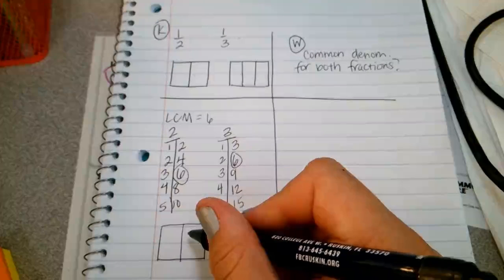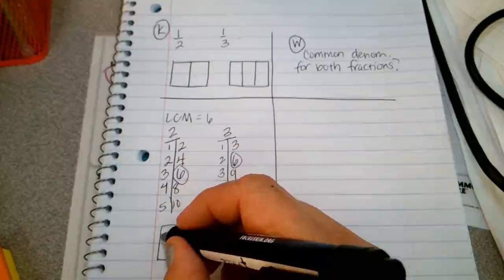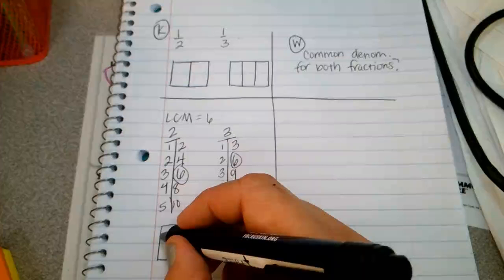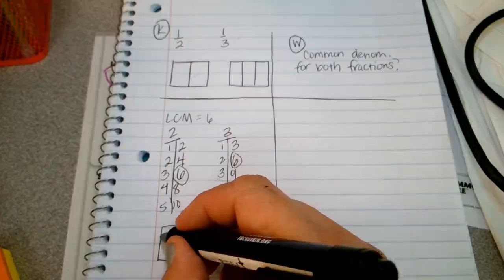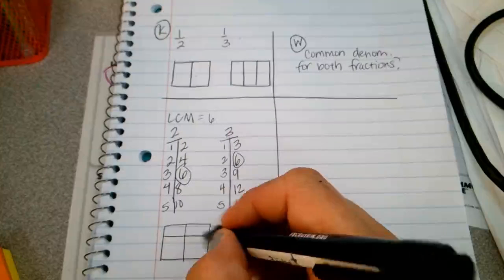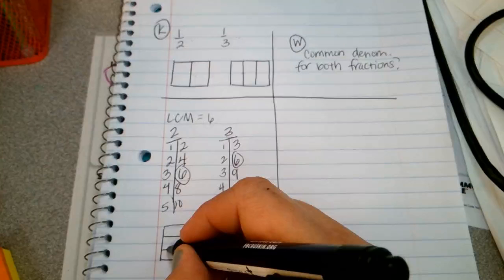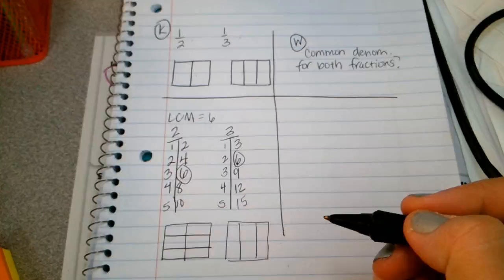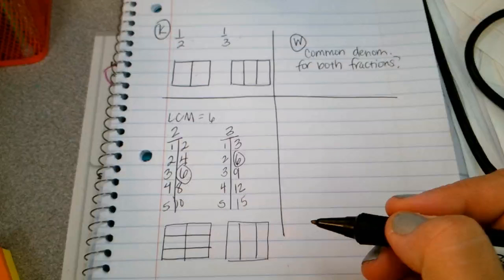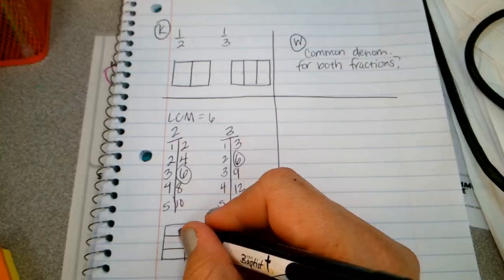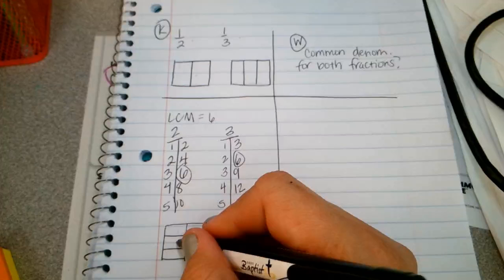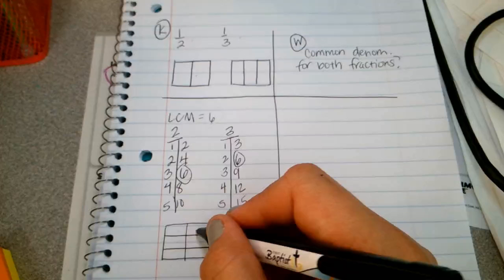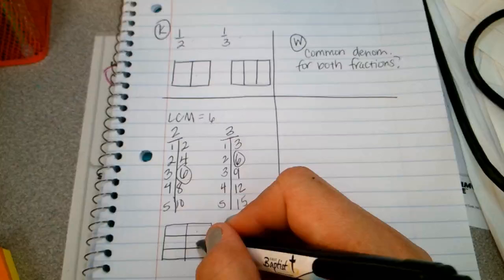So I already have 2 parts here, and I need to draw 2 more lines so that I have 6 parts. So I'm going to draw a line here, and I'm going to draw a line here. Okay? So I increase the number of parts 3 times, because 2 times 3 is 6. This one, I'm going to draw 2 lines.